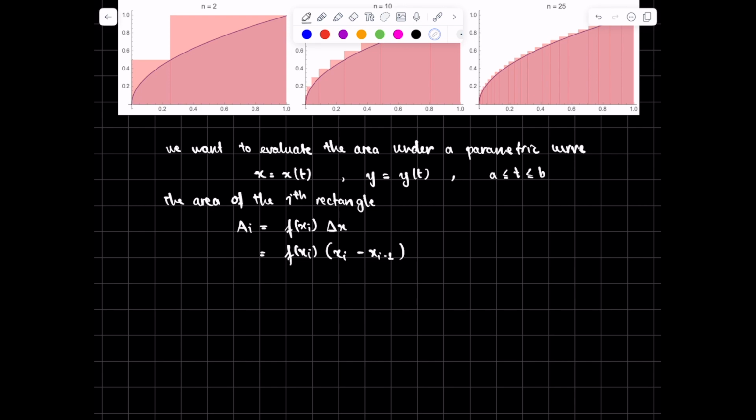Instead of just x sub i, now I want to write that as x sub i of t. Right? So it involves the parametric, the parameter t. So here you have f of x sub i of t times x sub i of t minus x sub i minus 1 of t.